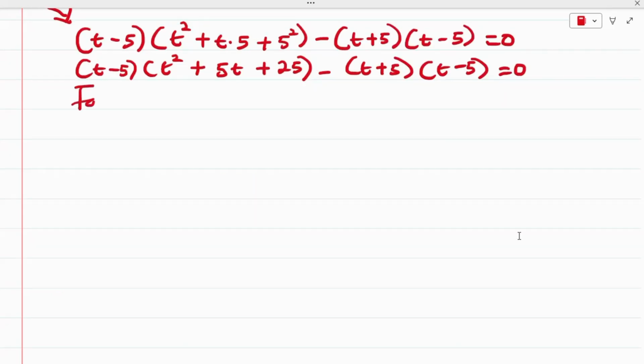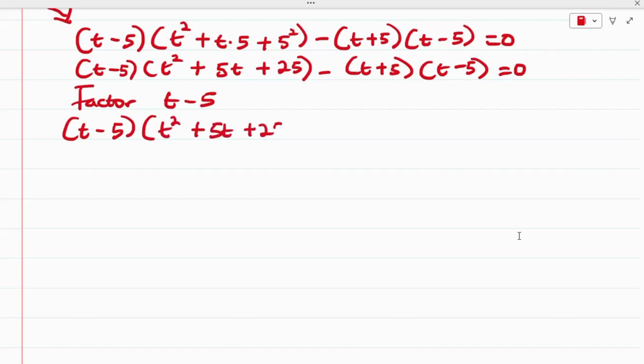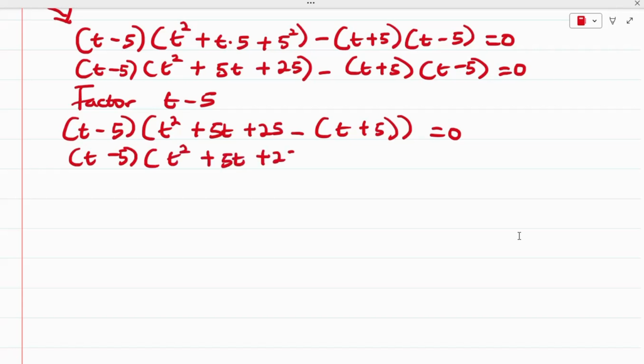So we want to simply factor out the common term, and we have the common term here to be t minus 5. So if we factor out t minus 5, we are going to have t squared plus 5t plus 25 minus, if you factor out t minus 5, we are going to have t plus 5, and this is equal to 0. So we have t minus 5 multiply t squared plus 5t plus 25 minus multiply t is minus t, minus multiply plus 5, we're going to have this to be minus 5, and this is equal to 0.